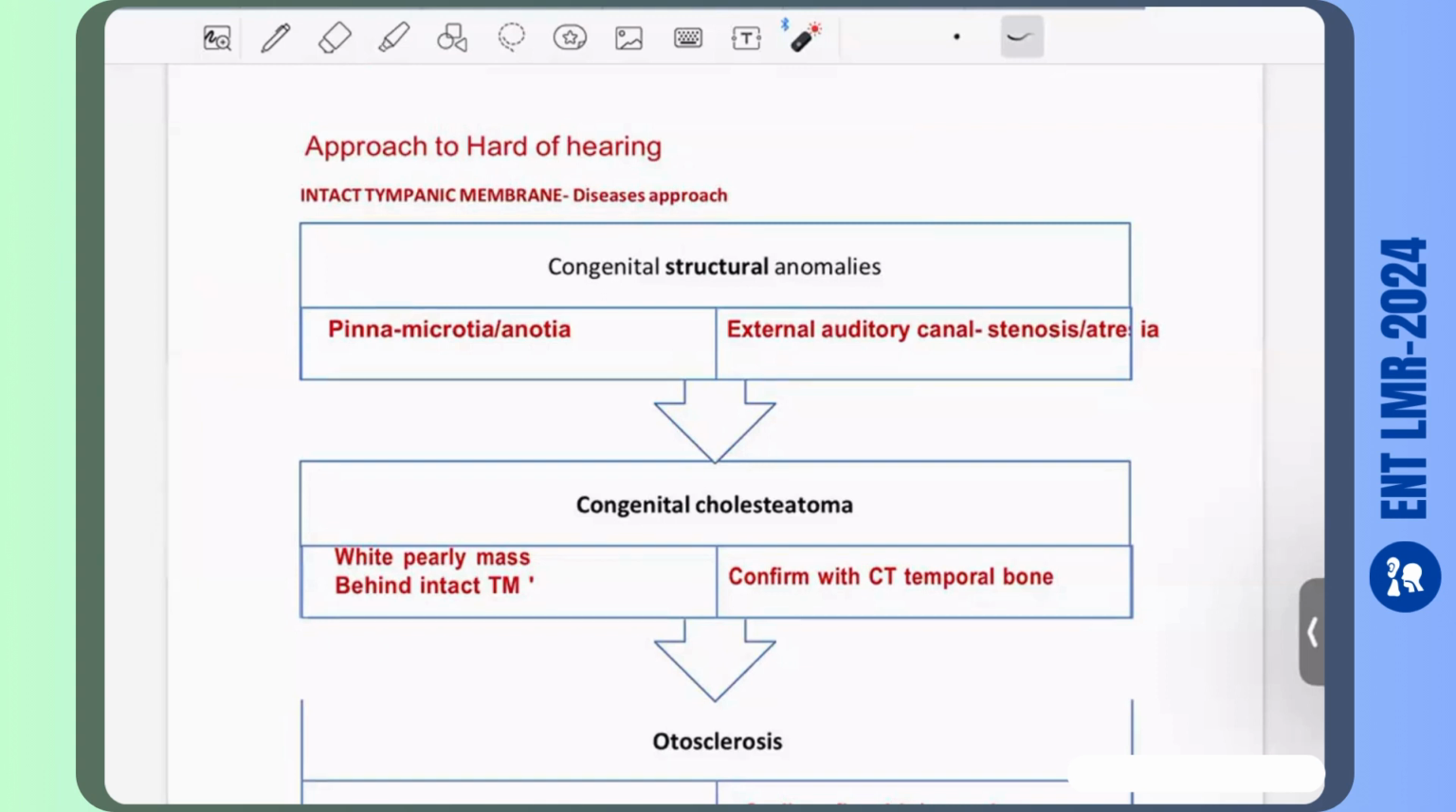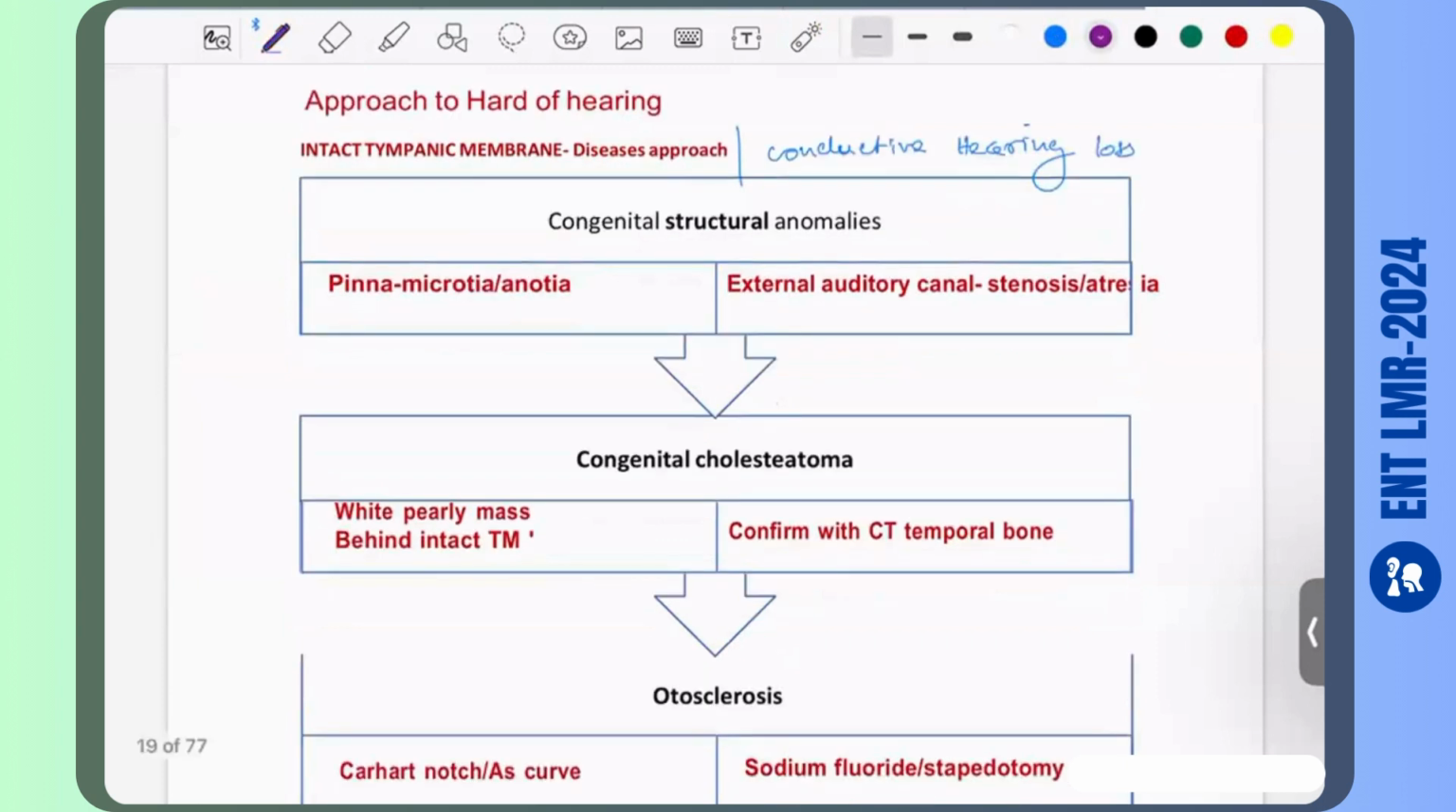First thing, intact tympanic membrane and conductive hearing loss on audiometry, which means that this is not CSOM. If it's not CSOM, you should think of other causes such as external ear disease, such as the pinna showing microtia or anotia, or the external auditory canal showing stenosis or atresia. So an external ear problem is not allowing the sound to get into the ear. It is one cause for conductive hearing loss with intact tympanic membrane.